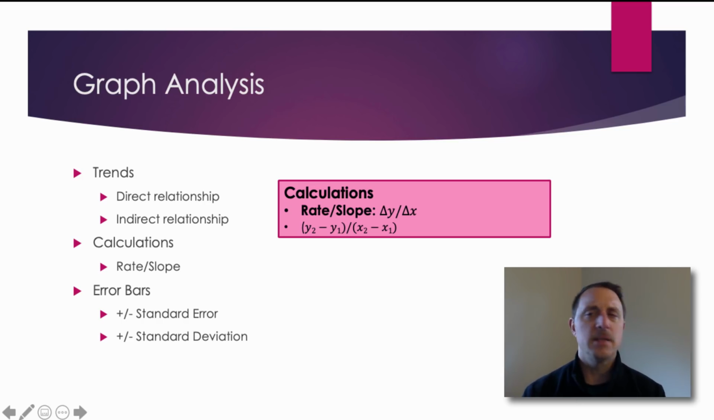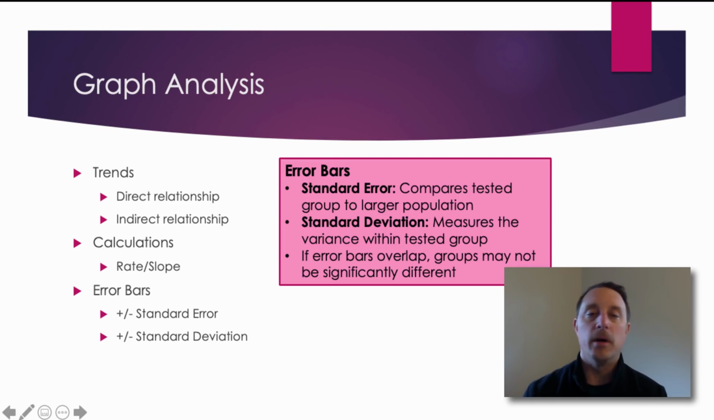And then the final aspect of graph analysis is the presence of error bars. Error bars are plotted using either the standard error or the standard deviation. These 2 measures give us slightly different information about our data set. The standard error is used to compare our experimental group to the larger population as a whole, and the standard deviation is used to measure variance within our small group.